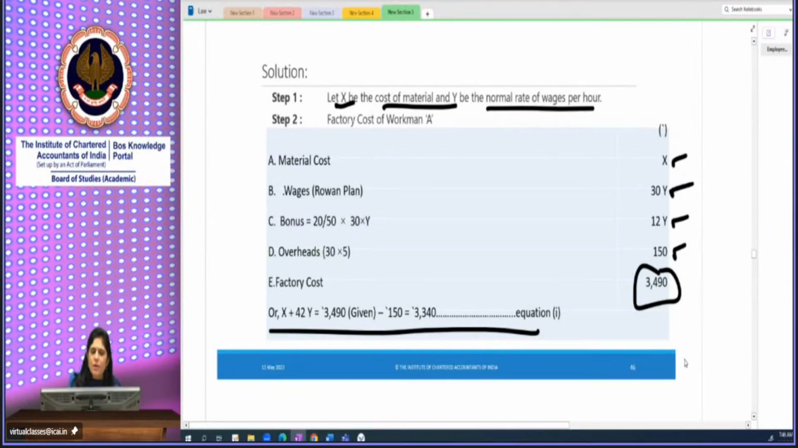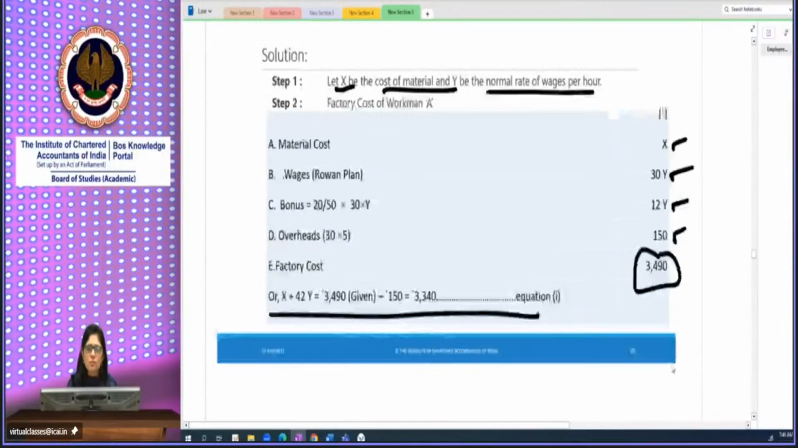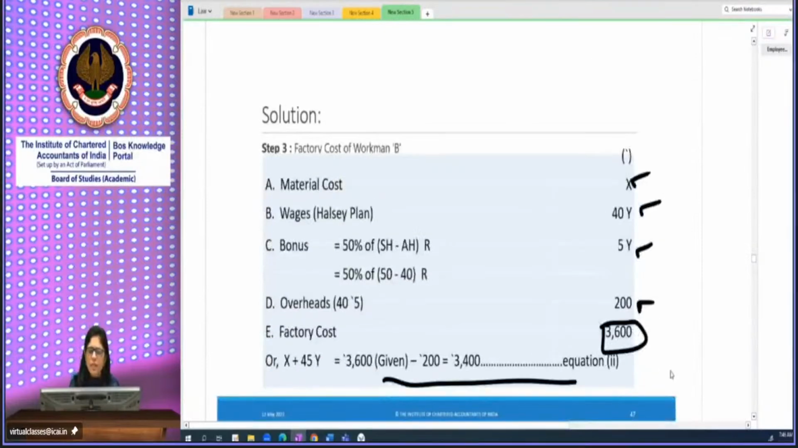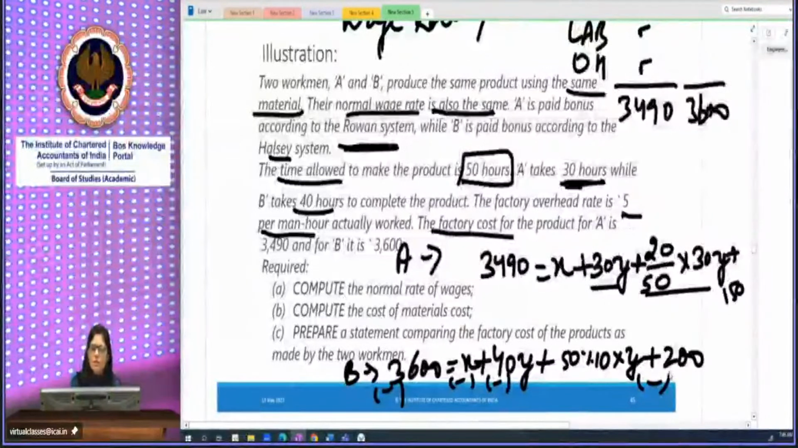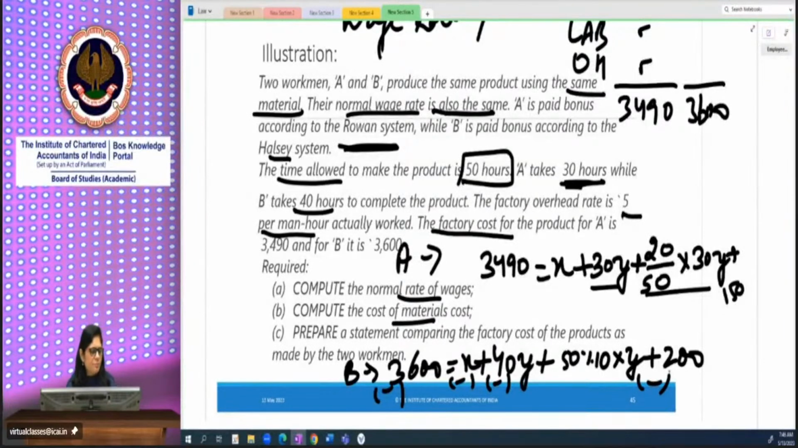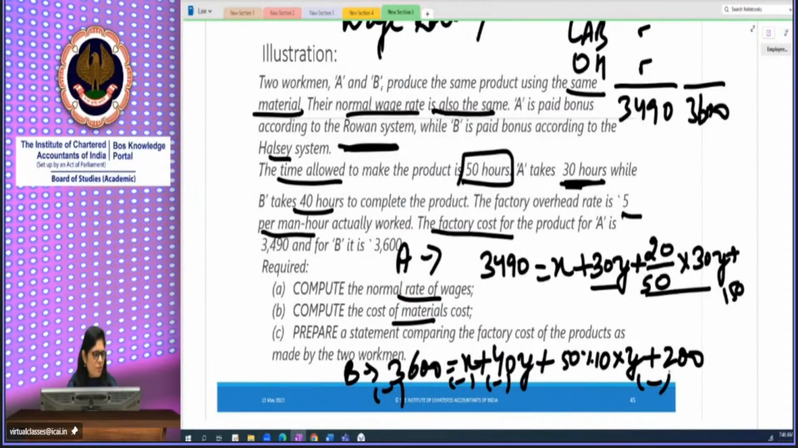So this is again a question where we have formed the equation and calculated how we have reached the total factory cost. I hope all of you must have managed to get the answer. Let me give you a final look at this question before we proceed. So this was the question. We have calculated normal rate of wages, material cost, and then the statement of comparison of both the workmen, one under Halsey and one under Rowan. Yes, Y is 20, normal wage rate.